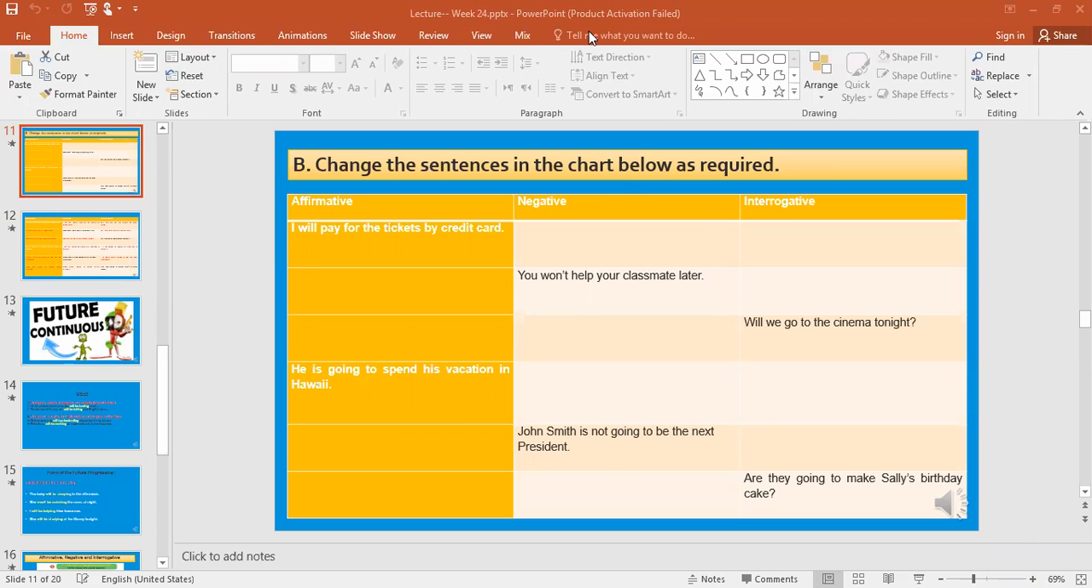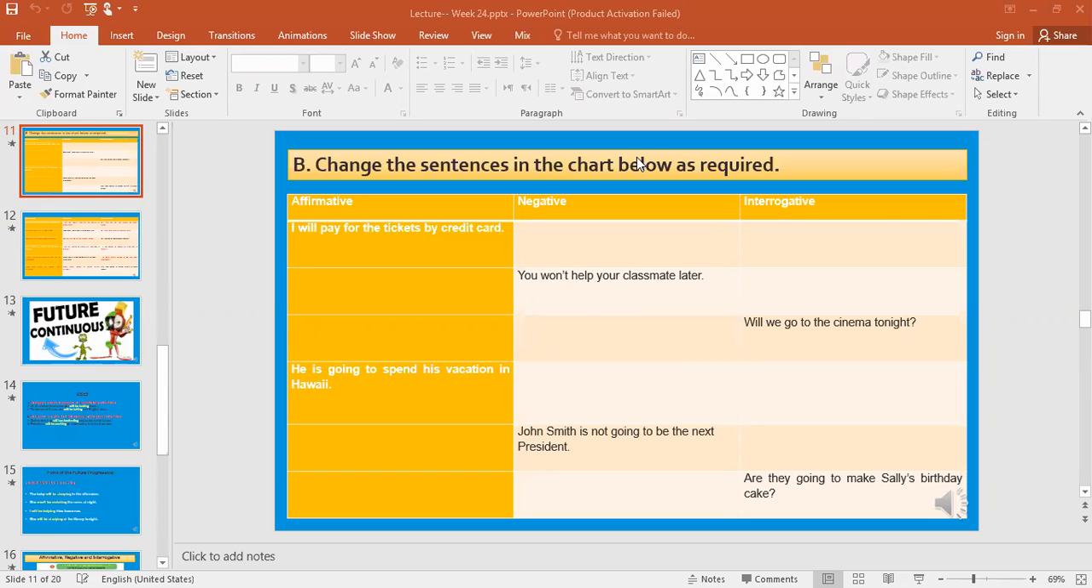The interrogative form. Will you pay for the tickets by a credit card? Very good, very good. So I started my question with will. Very good. The second one.